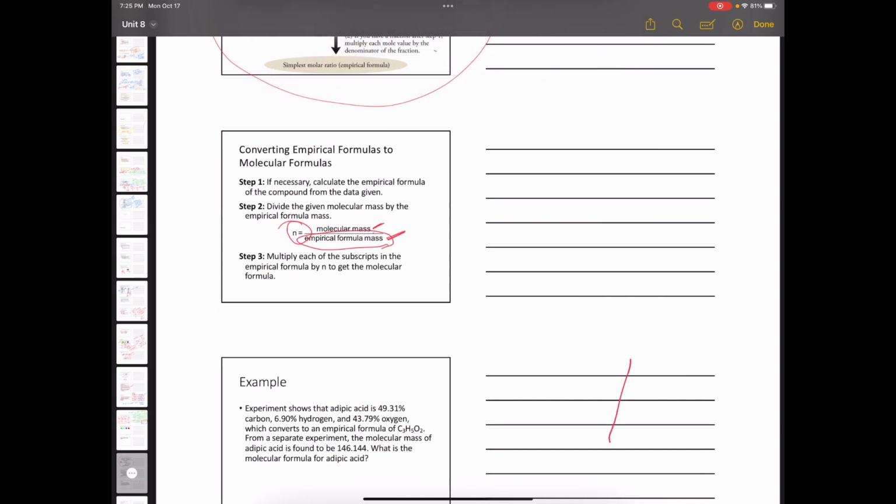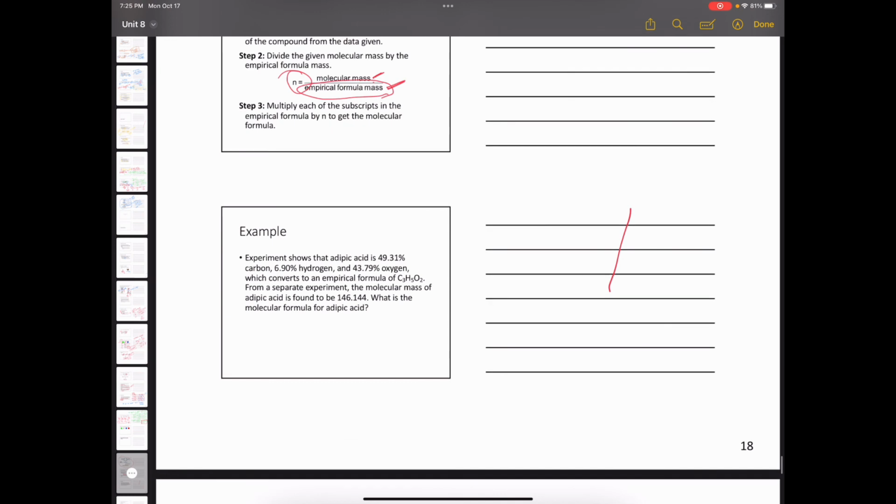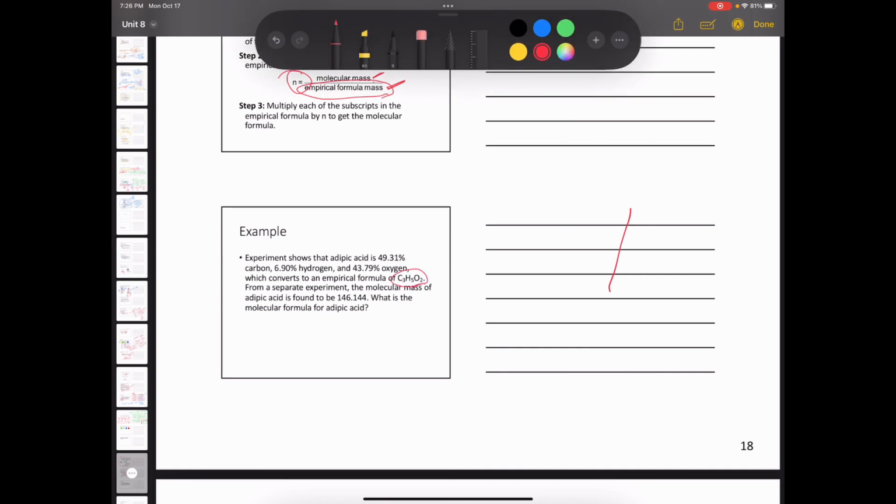So, an experiment shows that adipic acid is 49.31% carbon, 6.9% hydrogen, 43.79% oxygen, which converts to an empirical formula of C3H5O2. So the empirical formula has already been given. So we are skipping the part of doing the percentages to grams, grams to moles, dividing by moles, all these steps we're skipping because we have the empirical formula right here.